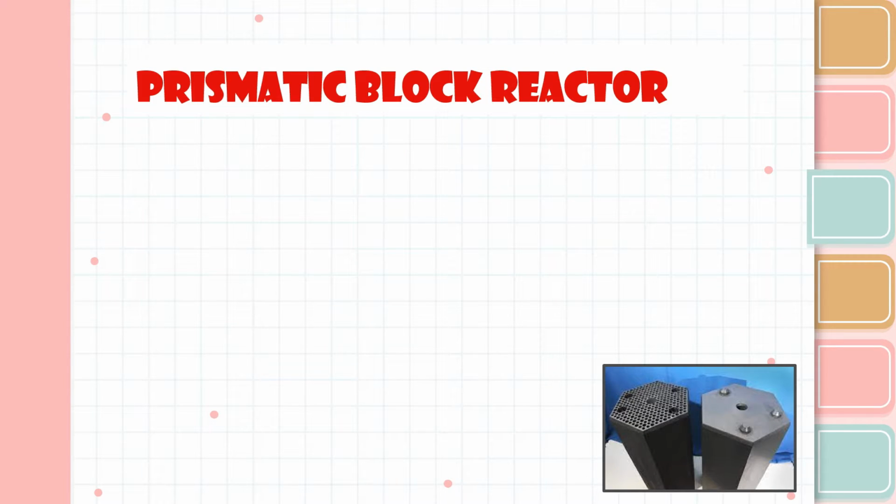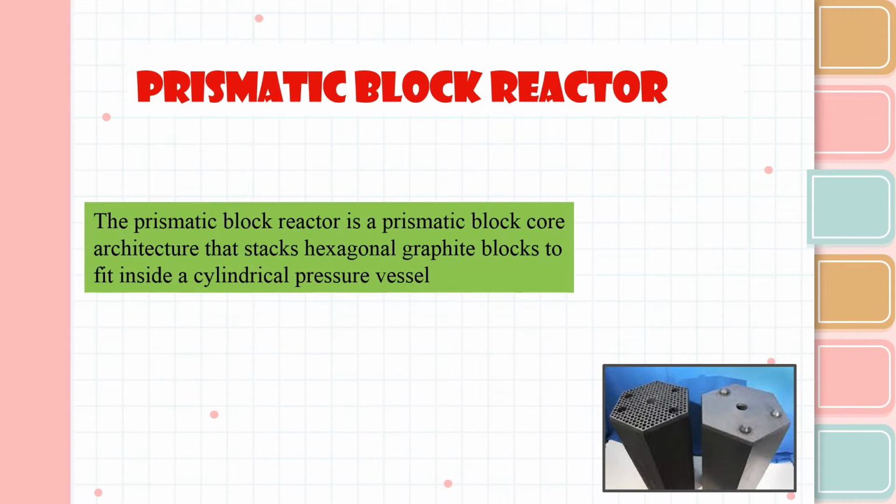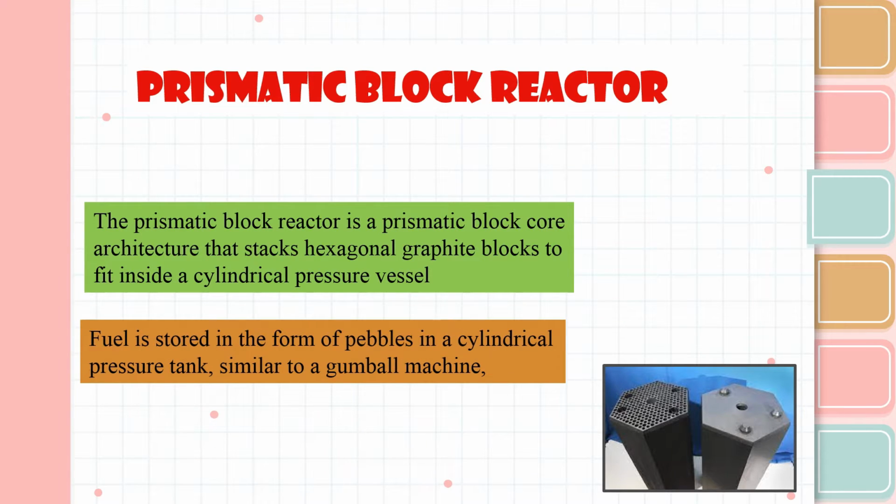The second reactor core is the prismatic block reactor. The prismatic block reactor is a prismatic block core architecture that stacks hexagonal graphite blocks to fit inside a cylindrical pressure vessel. Fuel is stored in the form of pebbles in a cylindrical pressure tank similar to a gumball machine.